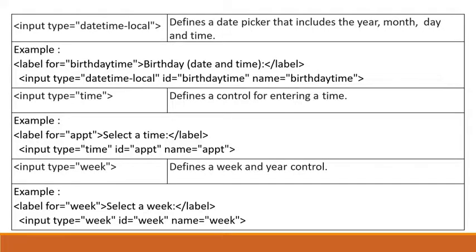Next one is input type equal to week, which defines a week and a year control. So here you will get a week as well as a year. So label for week, select a week, slash label. Input type is equal to week, ID is equal to week and name is equal to week. Let's move to the next one.